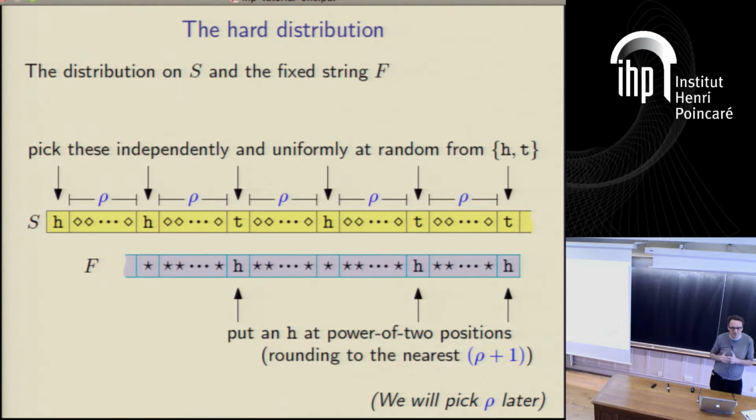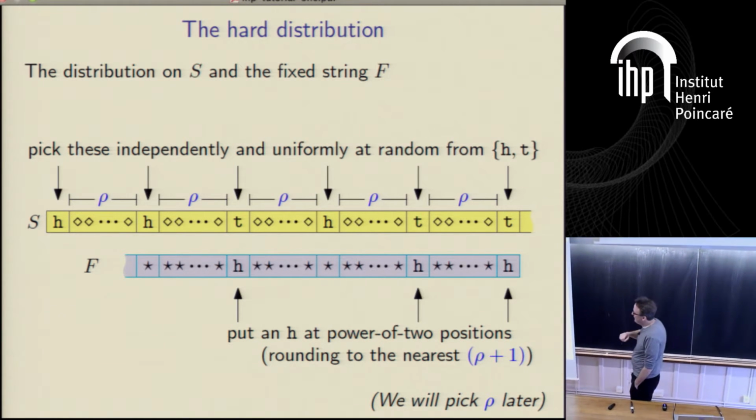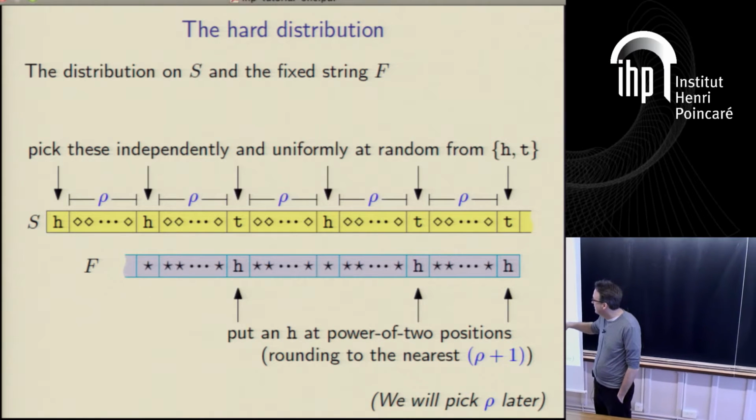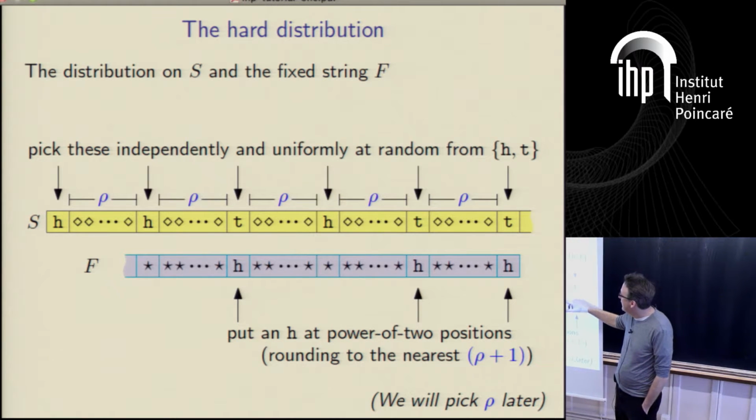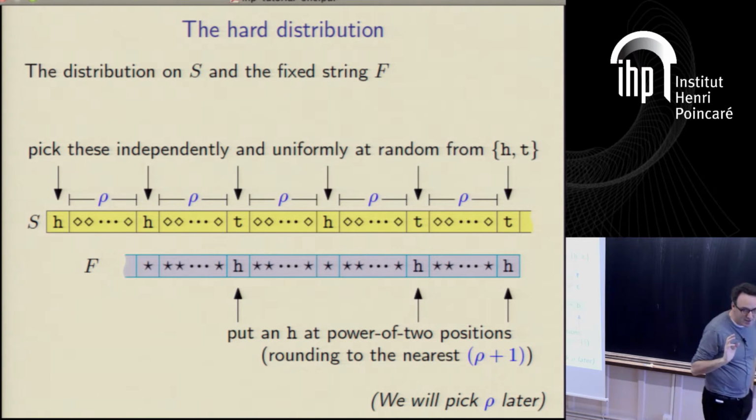This is generally what's going to happen. It's going to make insertions and deletions basically a waste of time. You might as well just do substitutions. That's what's going on with this padding. So we have our fixed string, we have H's at power of 2 positions, and in our stream here we have head or tail, row diamonds, head or tail, row diamonds, head or tail, row diamonds. So that's the input distribution.